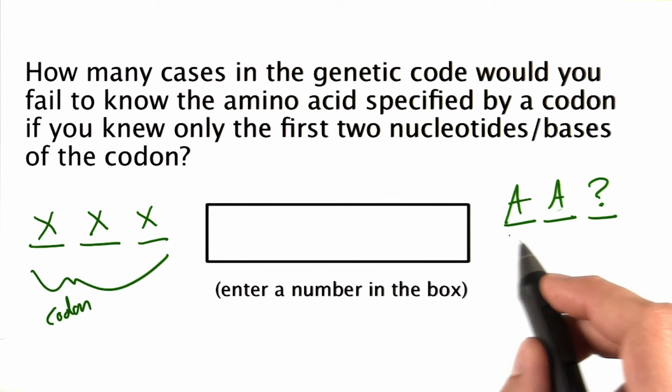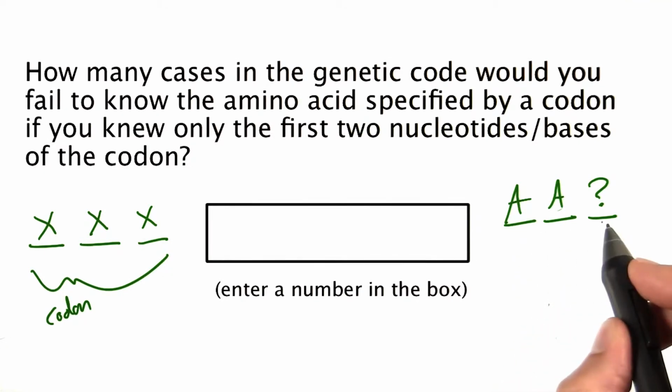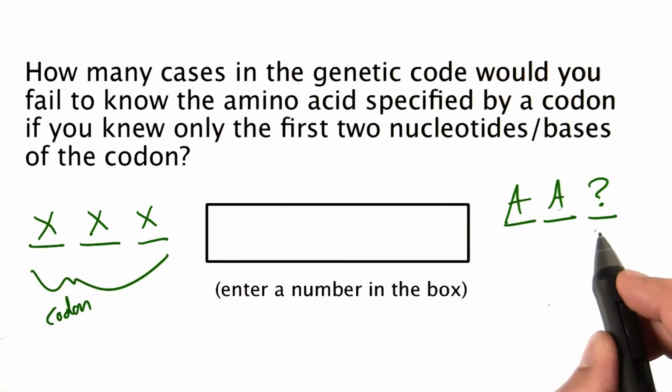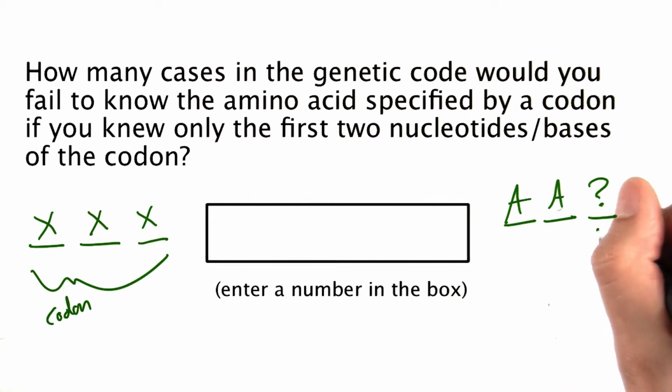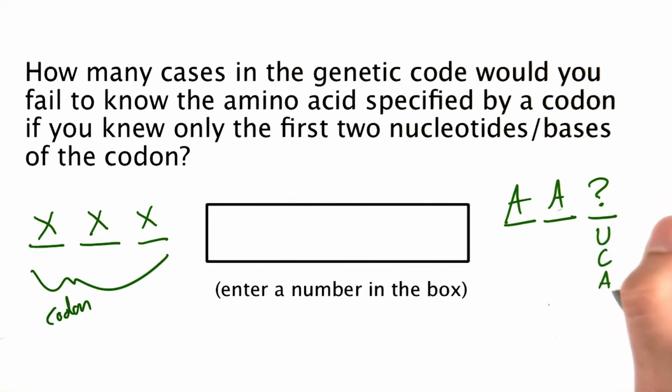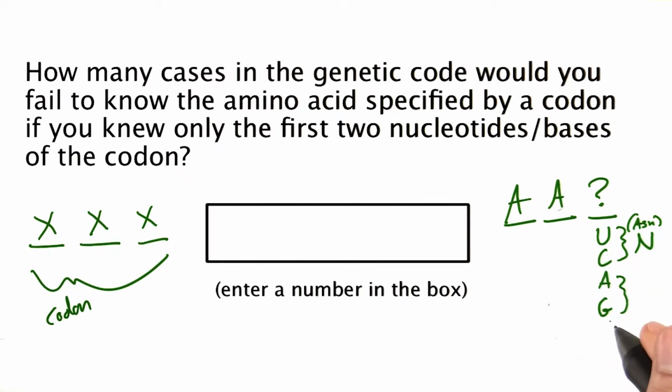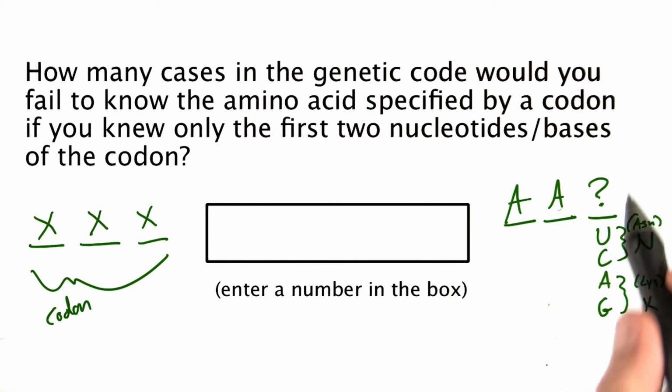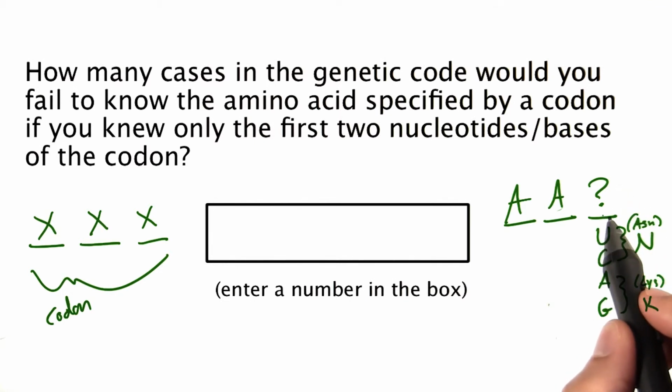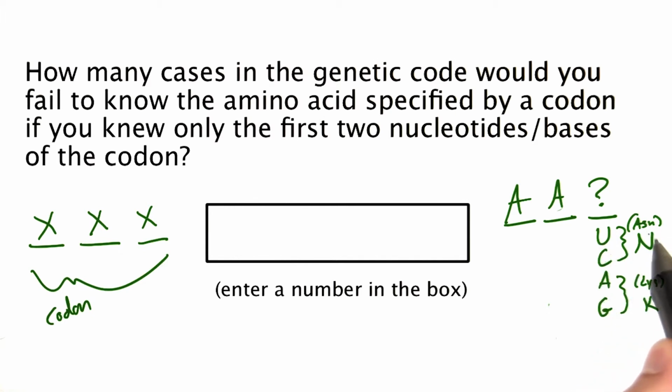But what if we were looking at a codon that started with AA and then something after that? What are the options from the genetic code? Well, we could have a U, a C, an A, or a G. Now, if it's a U or a C, then we're going to end up with asparagine, which is N, or ASN. But if it was AAA or AAG, we'd end up with lysine, or K, or LYS. So in this case, if we don't know the third position, I can't tell you if it's going to be asparagine or lysine. It's going to be one of those two, but I don't know which one.